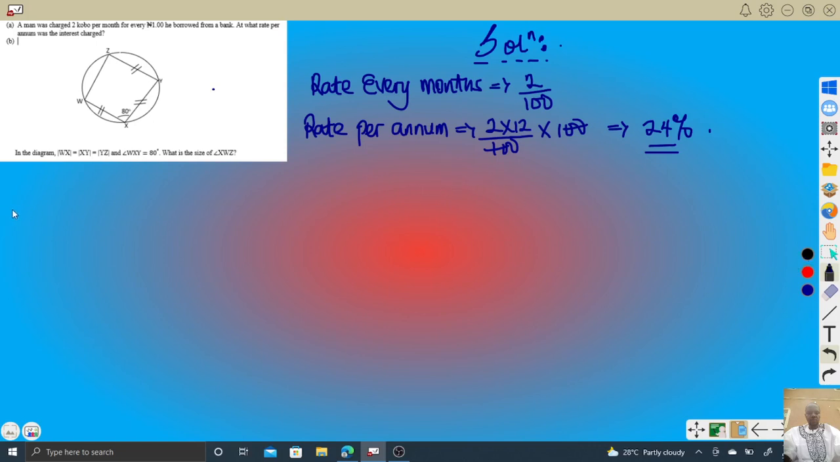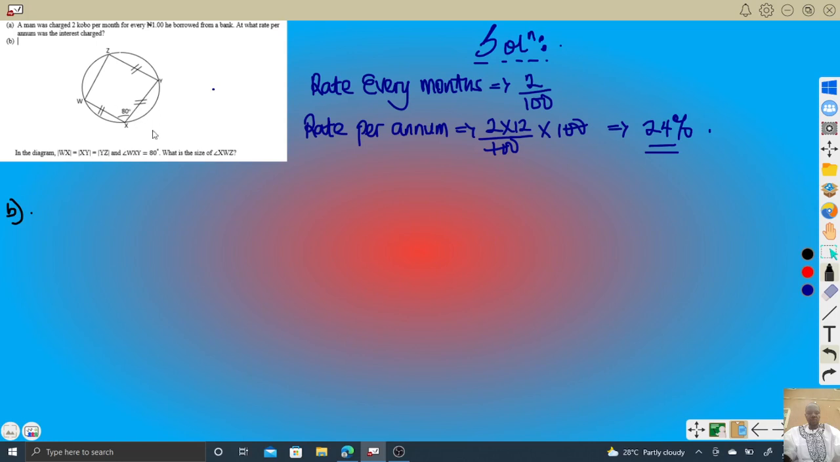The B part of the question says, we have a diagram which is more like a cyclic quadrilateral. So let's read through the question. In the diagram, measure of length WX is equal to measure of length XY, which is also equal to measure of length ZY. And the measure of angle WXY is 80. What is the size of the measure of angle XWZ? I hope they can solve this because I don't think this one should be a problem.